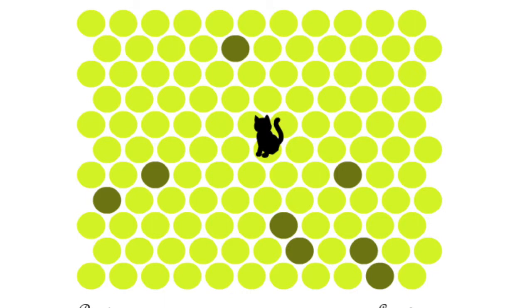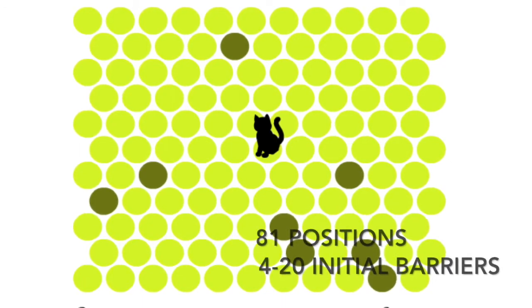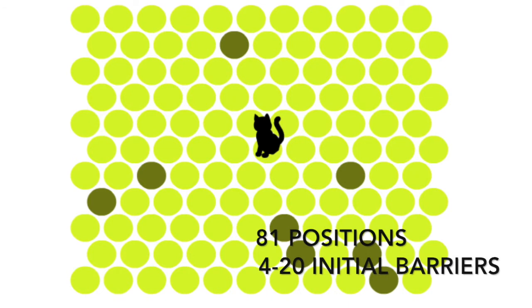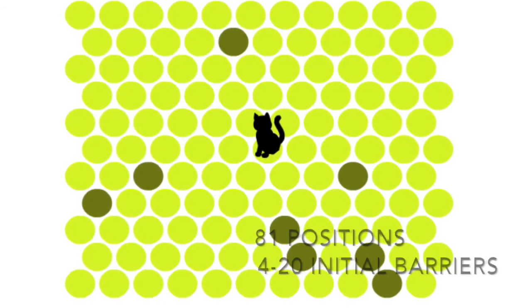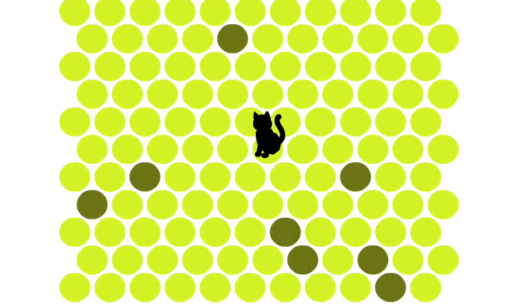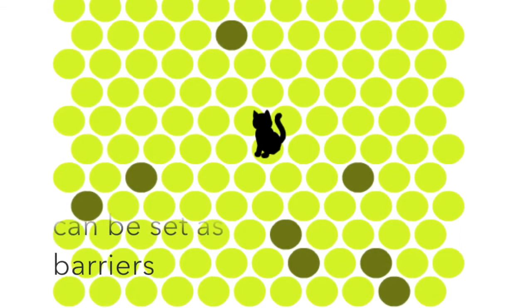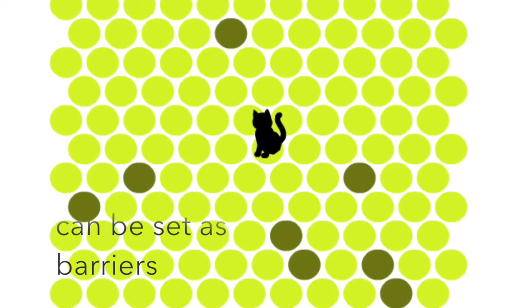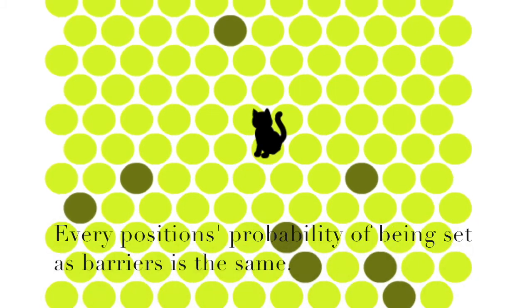Let's calculate the probability. First, we assume that across the board there are 81 positions. Every time before we start, 4 to 20 positions are set as barriers. By the way, there may be more or less. The calculated average number is 12, as the position where the cat sits cannot be set as a barrier. The initial position is that 80 positions can be set as barriers randomly. We assume that the probability of each position being a barrier is the same.